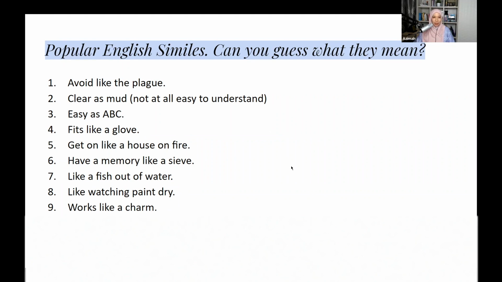Avoid like the plague. Plague is an illness. What do you think it means? Run away as far as you can. Avoid it. Stay away.